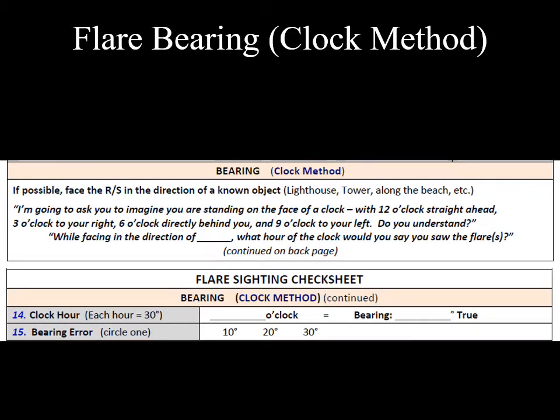Going back to our example, the couple on the beach did the clock method while facing the lighthouse as their 12 o'clock. They reported the flare to be at their 1:30 direction. The OU will plot the report and add 45 degrees to the 12 o'clock line of bearing to determine a true heading.